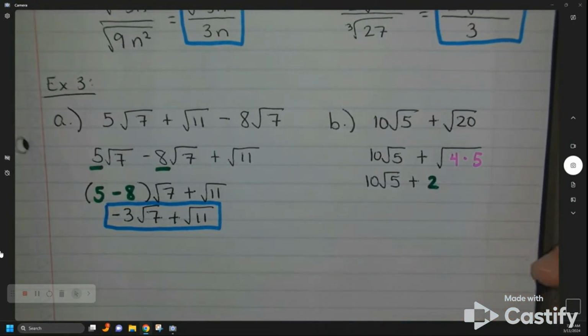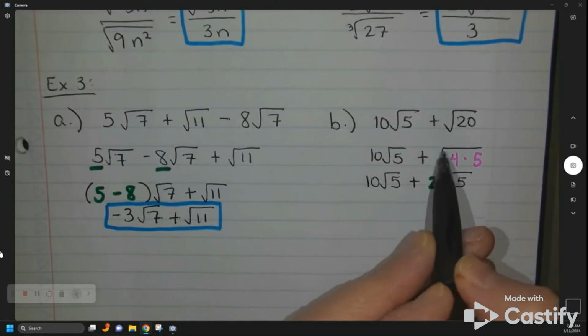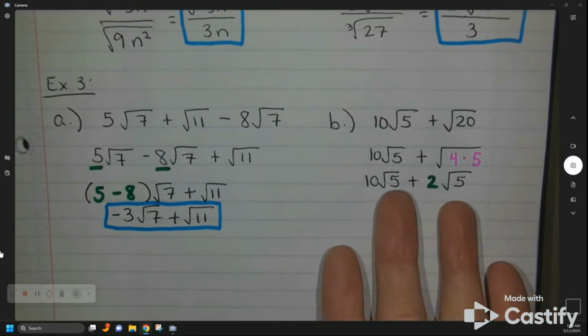So 2 times the square root of 5. I can't get a perfect square with 5, so I'm just going to leave it as square root of 5. But for 4, a square root of 4 gives me that 2. Now I have some like terms, right? They have that matching radical.